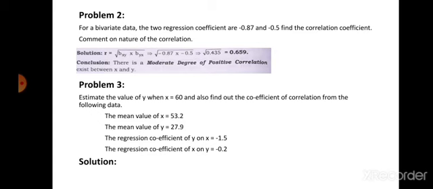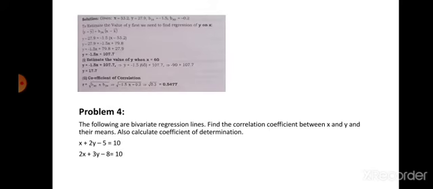Next problem: estimate the value of y when x is 60, and also find the coefficient of correlation from the following data. The mean value of x, that is x bar, is 53.2. The mean value y bar is 27.9. The regression coefficient of y on x is given, byx is minus 1.5, and bxy is minus 0.2.